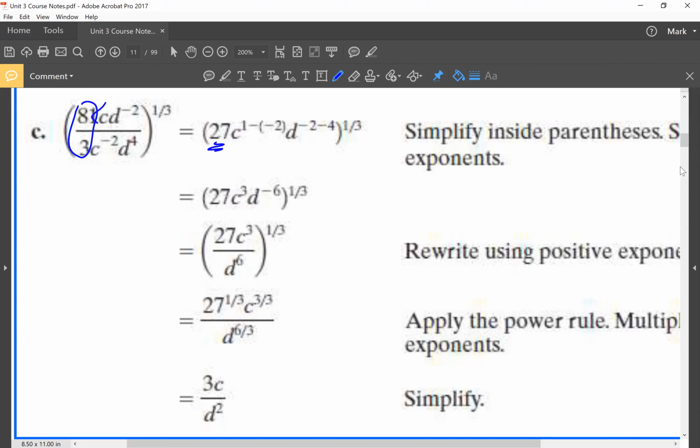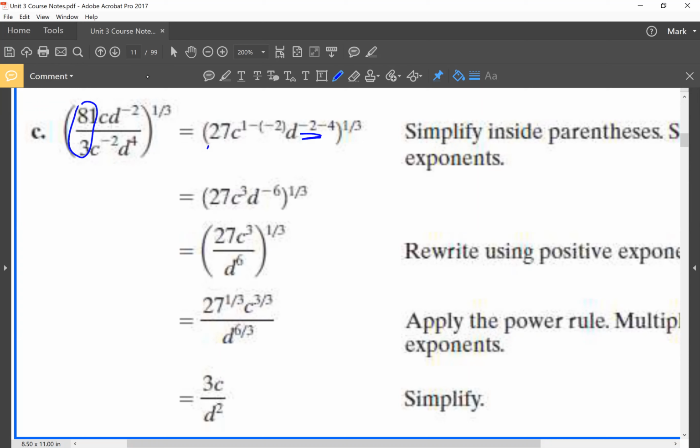Now I have a C to the power of 1, and I'm dividing it by -2, which means I subtract the exponents. That's where that comes from. And the same thing for D. I have a -2, and I'm going to subtract from that a -4. That's where all that information comes from. And if any of you are confused, don't worry. I'm going to do some with you, I promise.